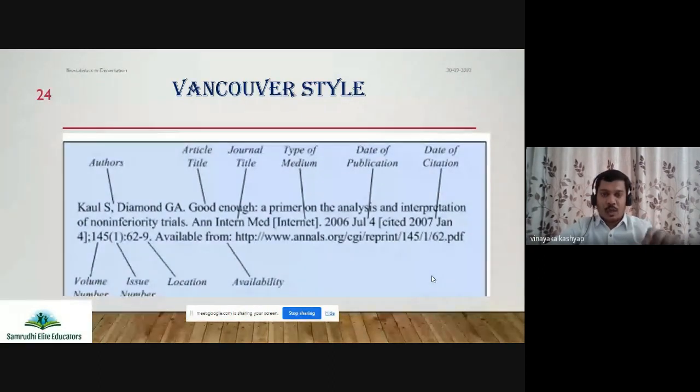A few of the journals will give a column below the article saying that you can cite this article as. Usually the newer journals or the newer editions give the citation, but if it is an older one, then you are supposed to write it in this particular manner.